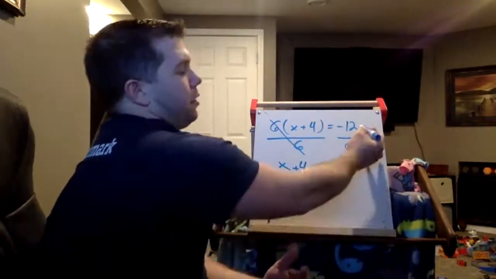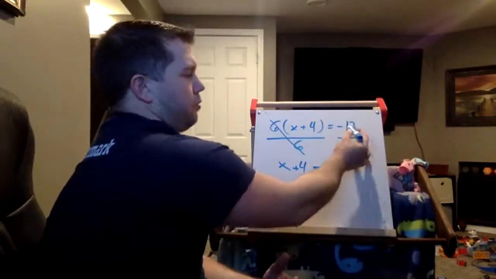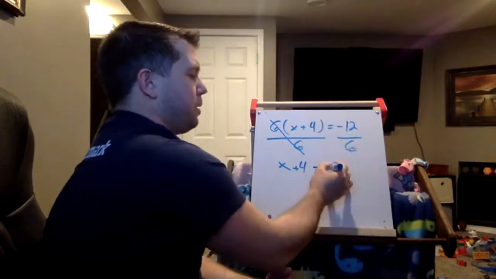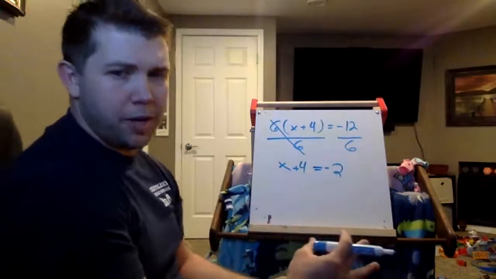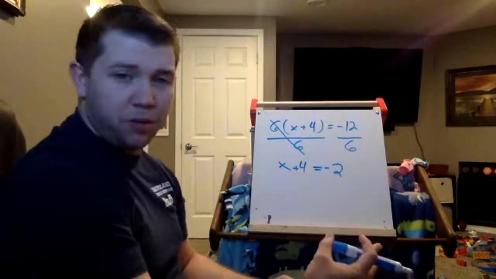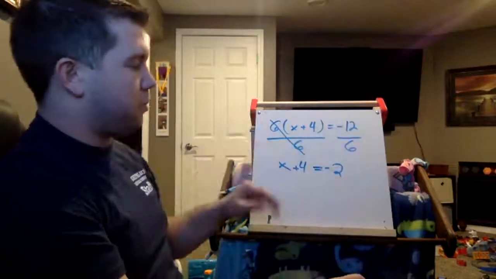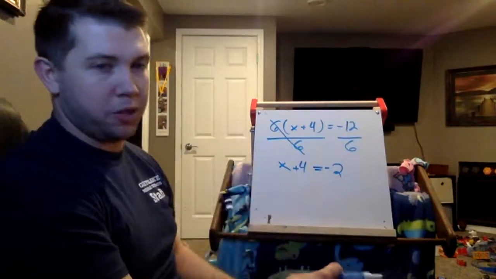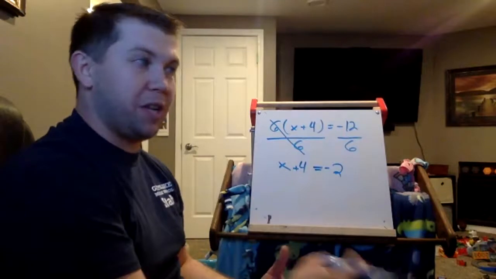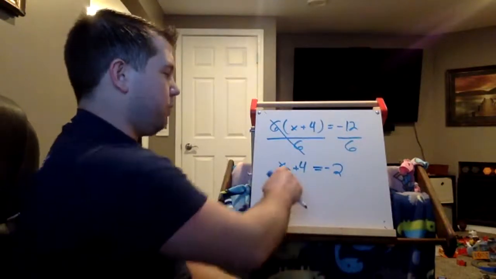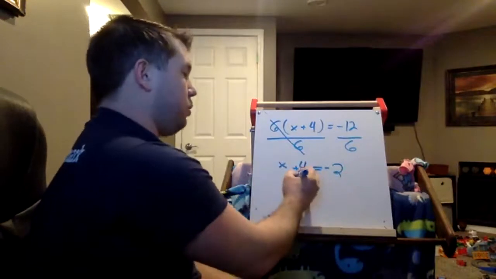Now I'm going to divide negative 12 by 6. 12 divided by 6 is 2. Negative divided by positive ends up being a negative. So now I have x plus 4 equals negative 2. I divided out the 6 on both sides, and I have a much easier problem to work with. So this is one of those situations where you can and you should divide first and get rid of the multiplication. Now we just solve it like we normally do.